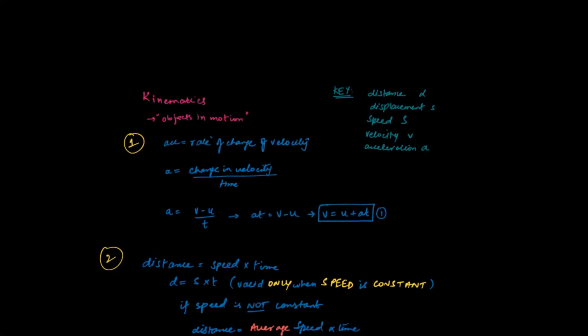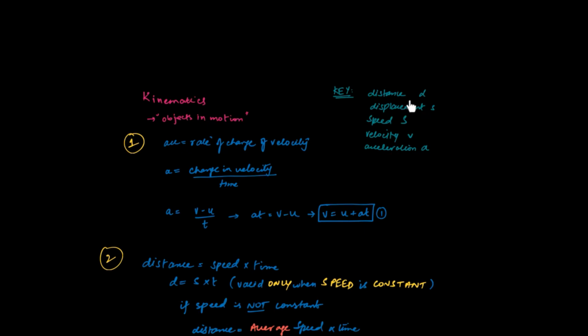So the topic we're going to do is kinematics, and kinematics basically means objects in motion. Before going over all of these examples, I would like you to go over this key, so it is much easier to remember what variable or alphabet was used to represent which quantity.